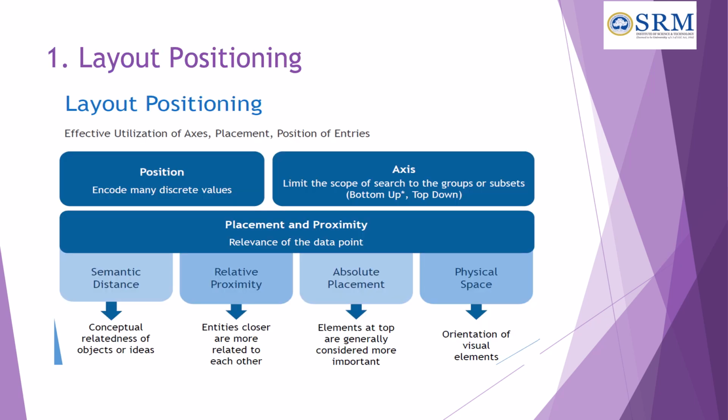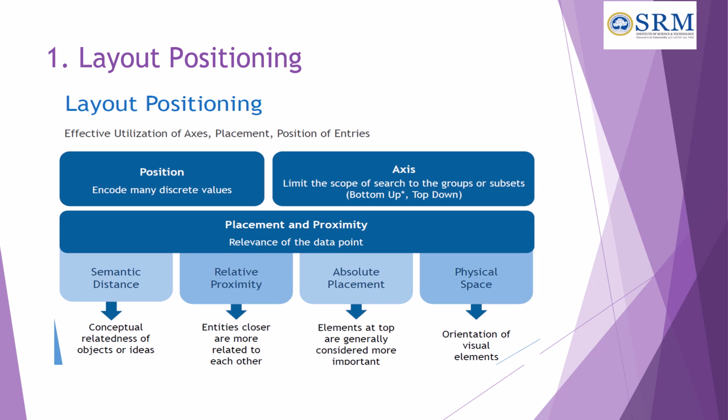This diagram explains the concept of layout positioning in data visualization, which focuses on how elements are placed in a visual design to convey meaning effectively. It highlights two main components, position and axis. Position is used to encode many discrete values, helping differentiate between multiple data points. Axis helps guide users through the data by limiting the search space, for example, using a top-down or bottom-up layout.